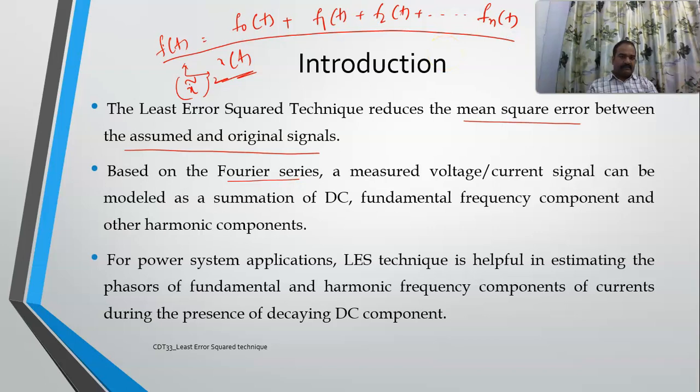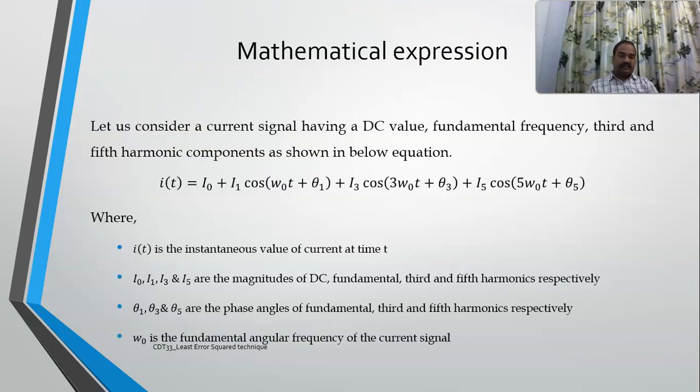In numerical relaying, this LES technique is widely employed, particularly to determine the higher order harmonics and also the DC component. Then, what is the major significance when compared to the Fourier series and the least error square technique? The biggest difference between these two mechanisms is that, see, this is your mathematical expression. As already I told you, this is your signal, this is your DC component, and this is your fundamental component, right?